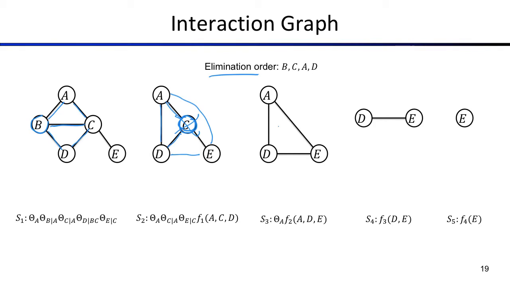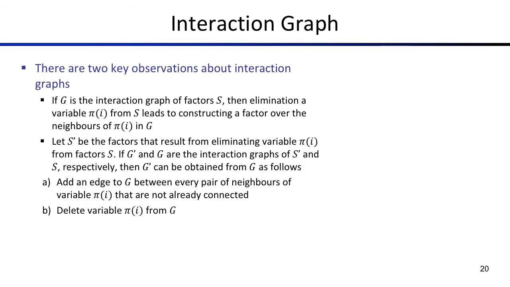Again, I'm going to eliminate A. When I eliminate A, I will need to connect all the neighbors together, but the neighbors are already connected, so we do not create any new edges here, so we just move to here. And when I eliminate D, again, we have just one variable remaining, and so we don't need to create any new edges. So great, in this slide we have a little bit the formalization of this idea.